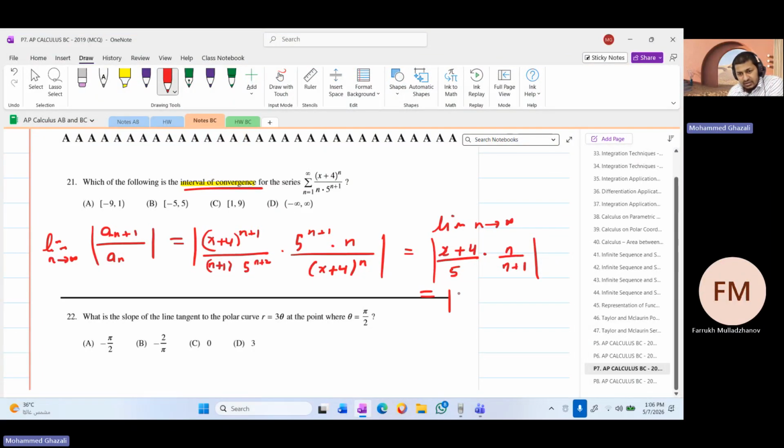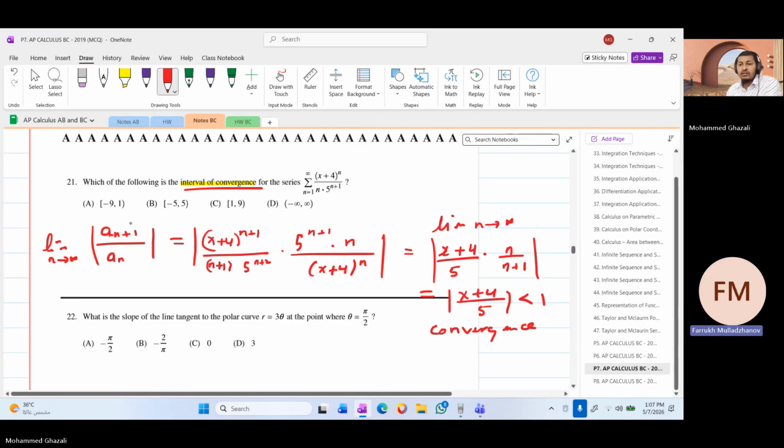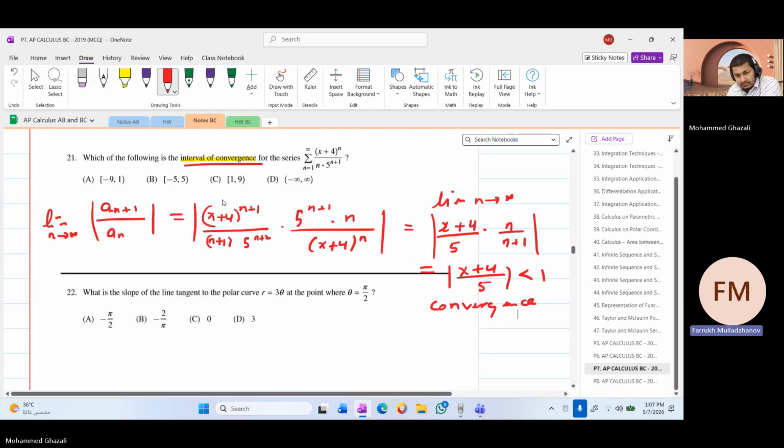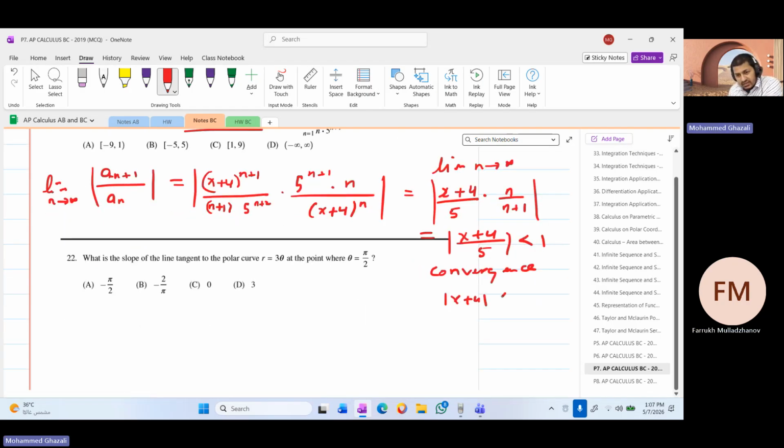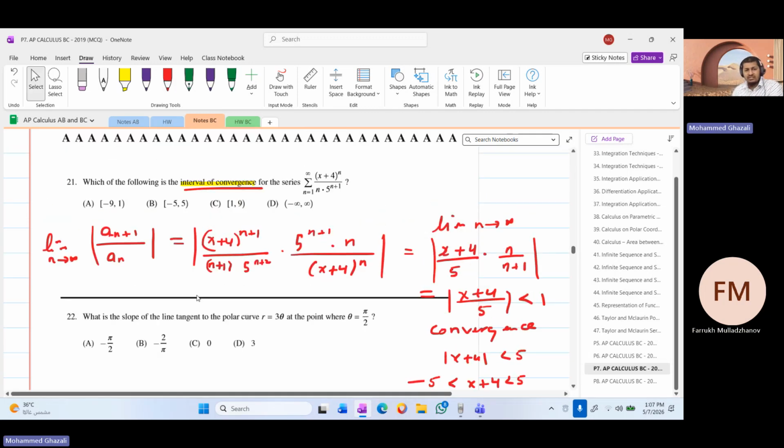So what are we left with? Absolute value of x plus 4 over 5. It needs to be less than 1 for convergence. So it will become absolute value of x plus 4 less than 5. So yeah, it converges. x plus 4 is less than 5. We drop the absolute value: minus 5 less than x plus 4 less than 5. Bring the 4 over. Minus 9 to 1. It has to be minus 9 to 1.